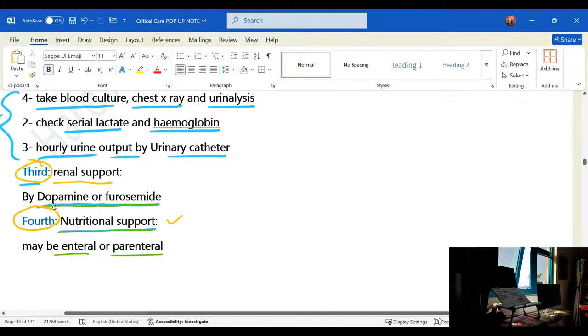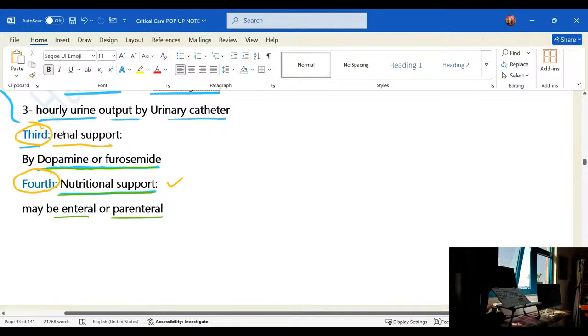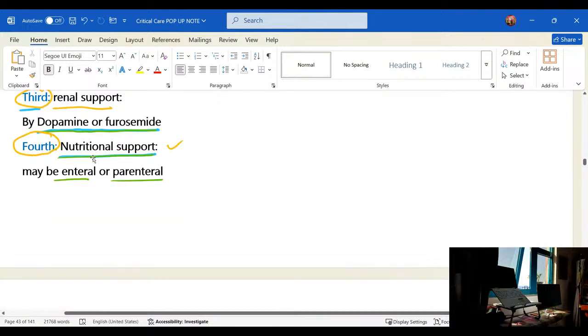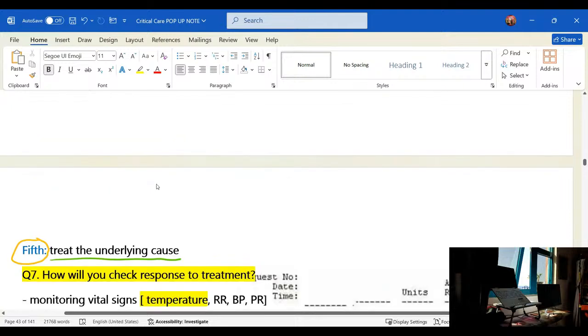Then dopamine or furosemide. Then nutritional support. Okay, this is good, a shortcut and smart way. Renal support either by dopamine or furosemide. And nutritional support, enteral is preferred over parenteral. Then treat the underlying cause.